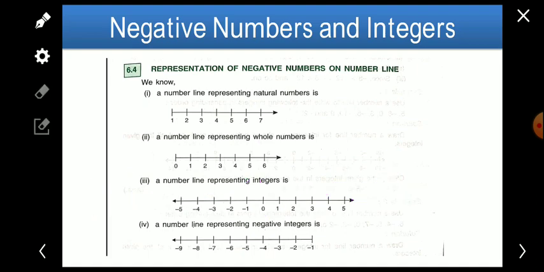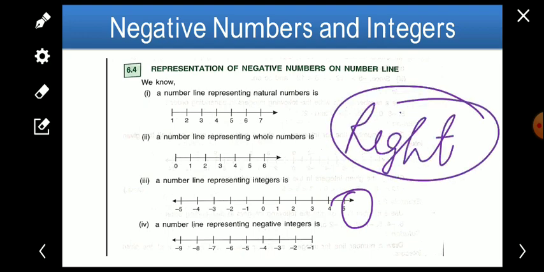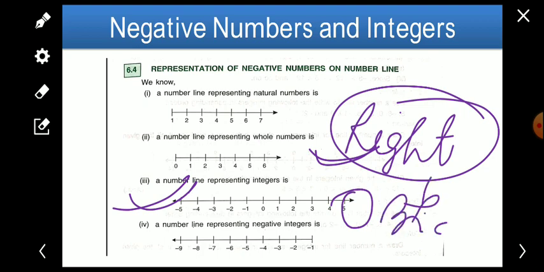What does it mean? On the right side the bigger numbers are there, on the left side the smaller numbers are there. Suppose I give you 1 and 5. If I ask which number is bigger, obviously we will say 5 is bigger, because it is lying on the right side. If two numbers are given and you have to compare using the number line, we see which number lies on the right side of the other. The number on the right side is bigger, and the one on the left side is smaller.